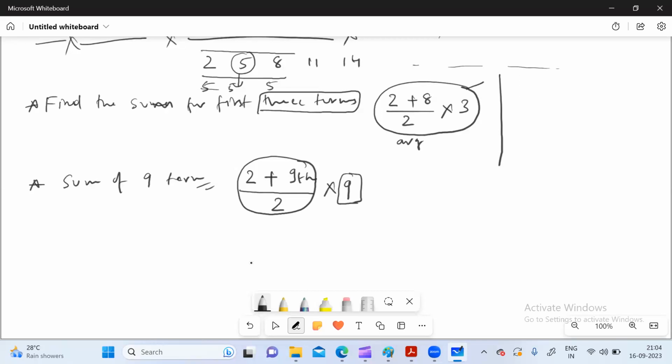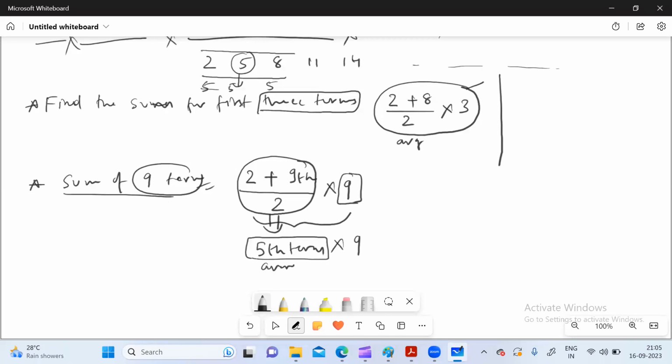So we can visualize the same thing in a different way. For the first 9 terms, the average will be what? Fifth term. The average will be the fifth term. So the sum of 9 terms you can calculate by multiplying 9 by the fifth term. Since the fifth term is the average, we multiply 9 with this fifth term and I can get the sum of 9 terms.